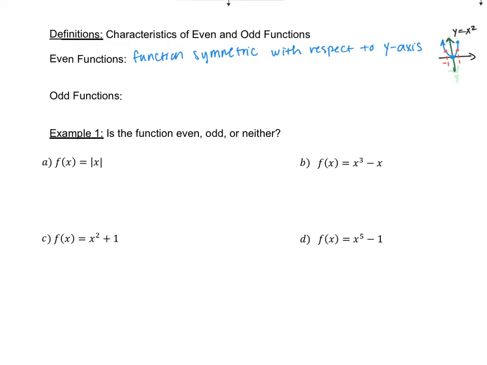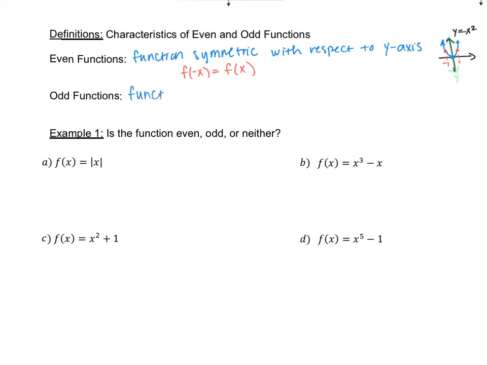And when this is the case, in order to test if something's an even function, is when the negative x value gives the same result as the positive x value. So when you stick in the negative x value and you stick in the positive x value, you get the same y values, is what it means to be an even function. And odd functions are a little bit different, almost opposite, but not quite.